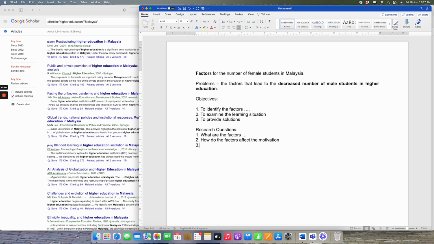Okay, and the third one, let's say, to provide solutions. So you would say, what are the best solutions, the best solution. So whatever it is, your research questions must actually answer the objectives. Now the main problem for most of you, I wouldn't say problem, perhaps the biggest challenge is actually to synthesize.